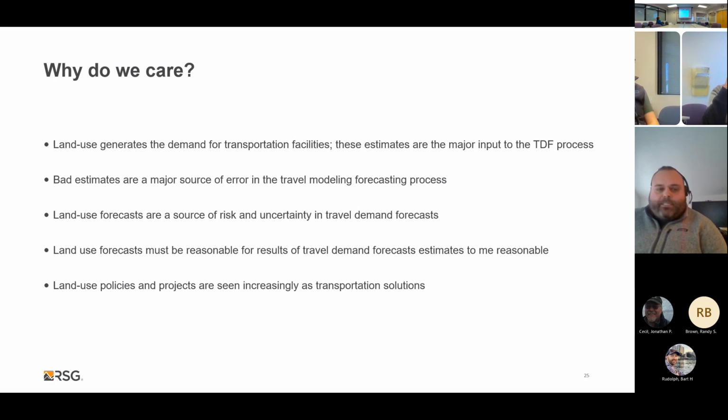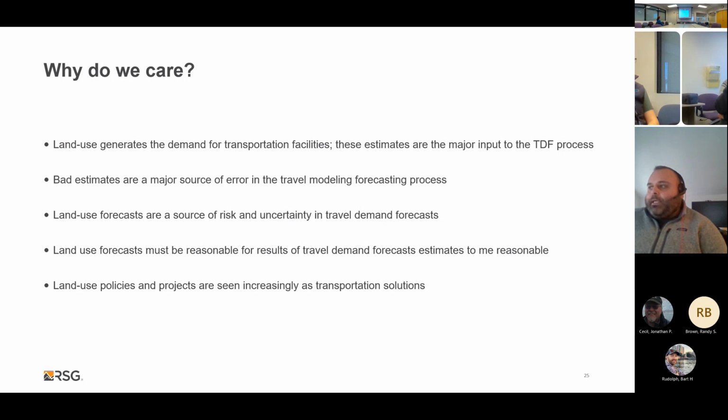Once the land use estimates are input into the travel demand process, the number and location of trips, mode of travel, and route choice will be determined. And you can't correct for unreasonable land use estimates in the subsequent steps of the travel demand model process. The trips will just simply be at the wrong place and the wrong rate or frequency.